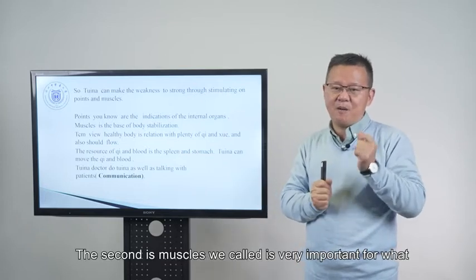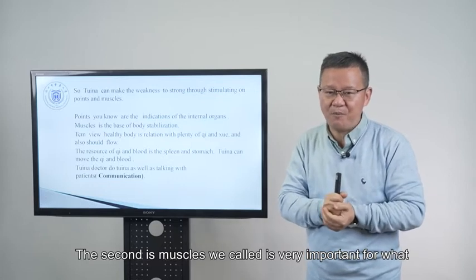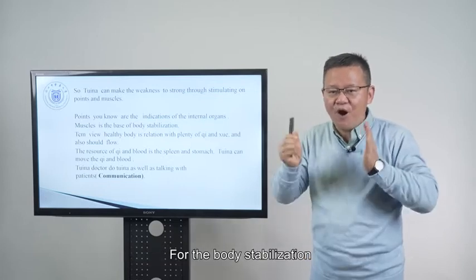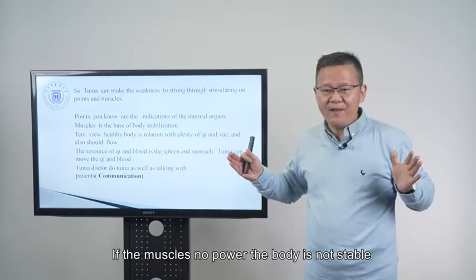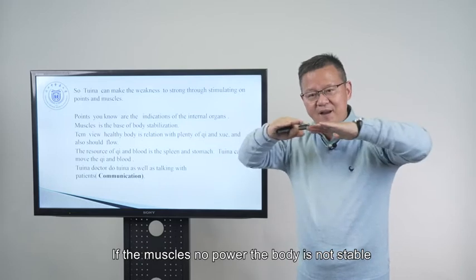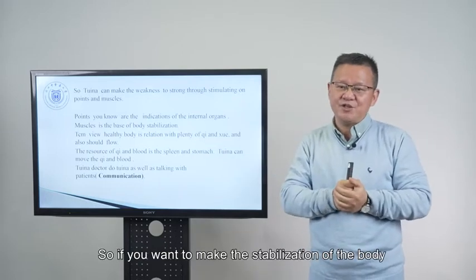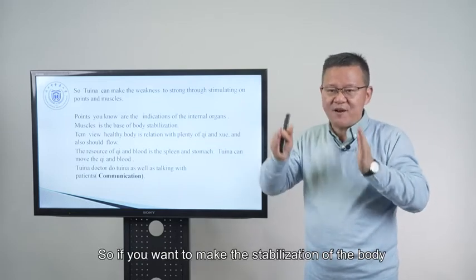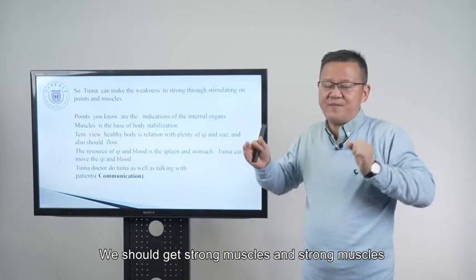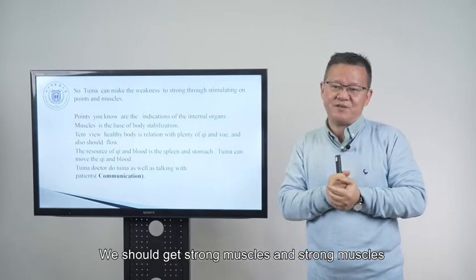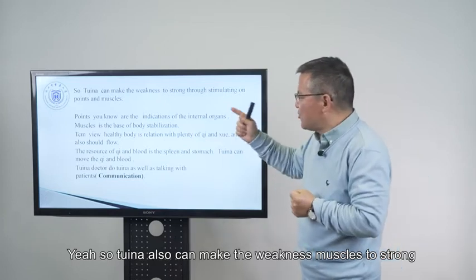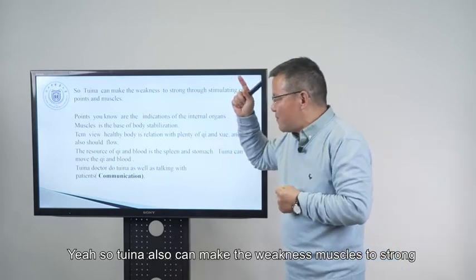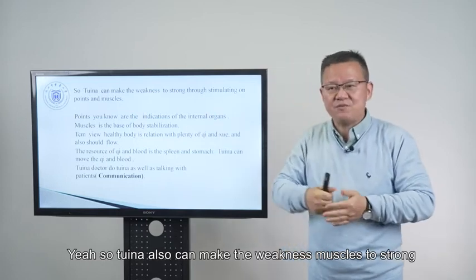The second is muscles. We call it very important, for the body's stabilization. If the muscles have no power, the body is not stable. So if you want to stabilize the body, we should use strong muscles. So Tuina can also make weak muscles strong.